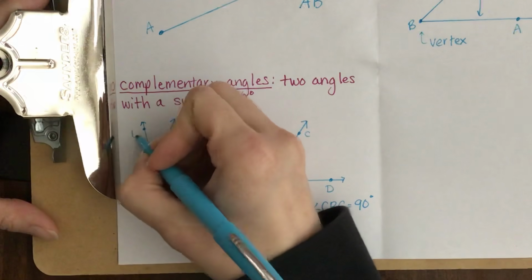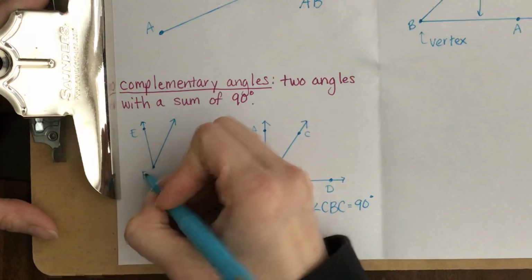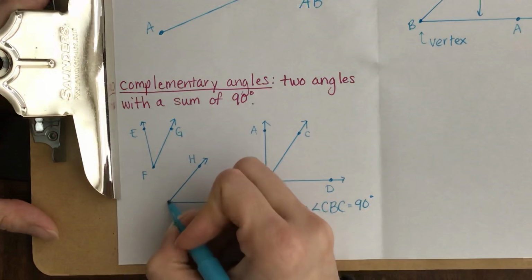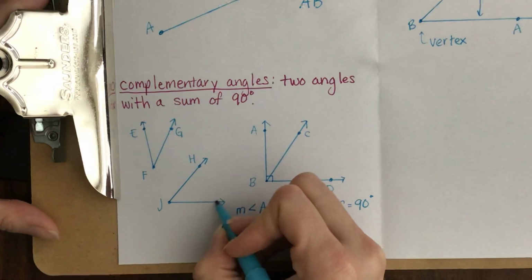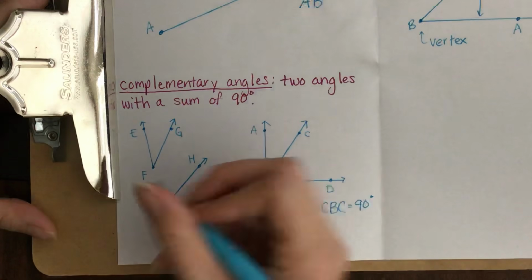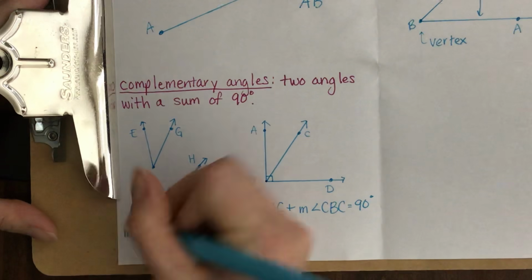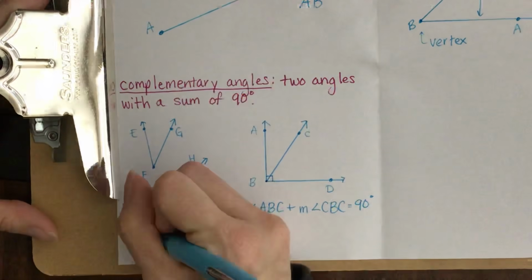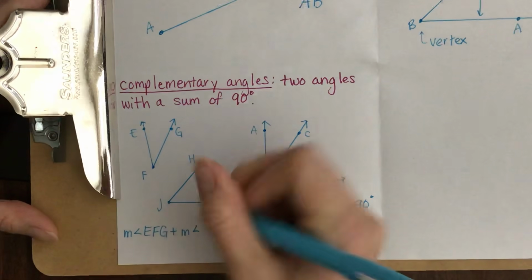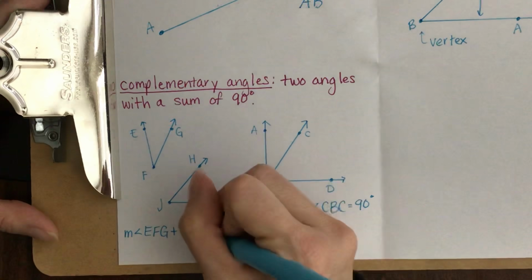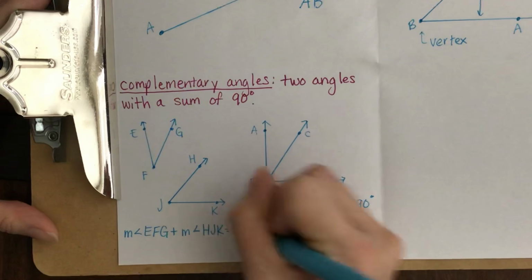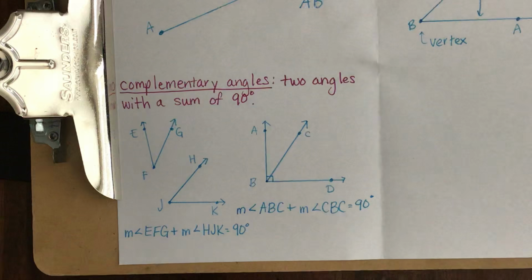We can call this angle EFG, and this angle we'll call HJK. So if these 2 angles are complementary, then they add up to 90 degrees. So we can say the measure of angle EFG plus the measure of this next angle HJK is equal to 90 degrees. Okay, so that's complementary angles.